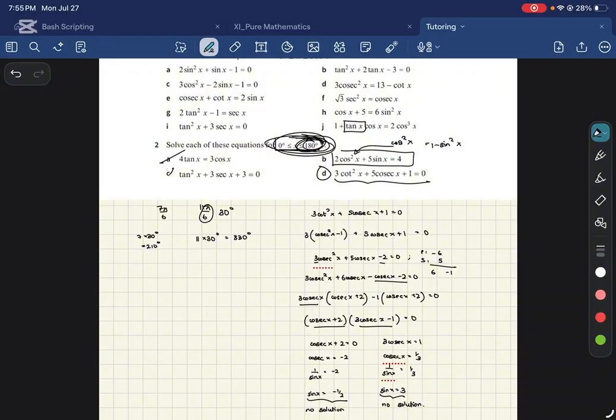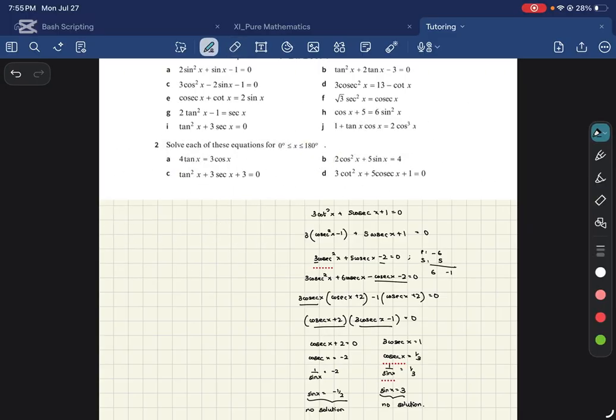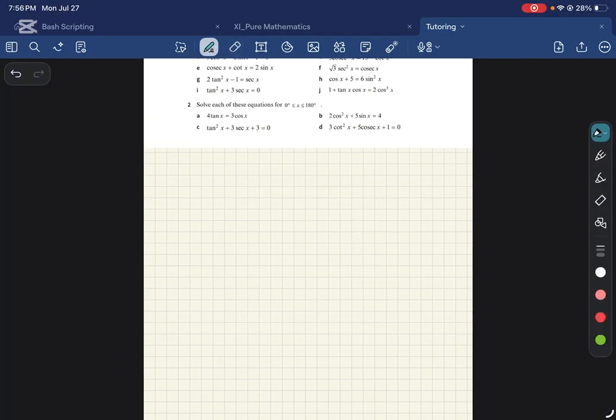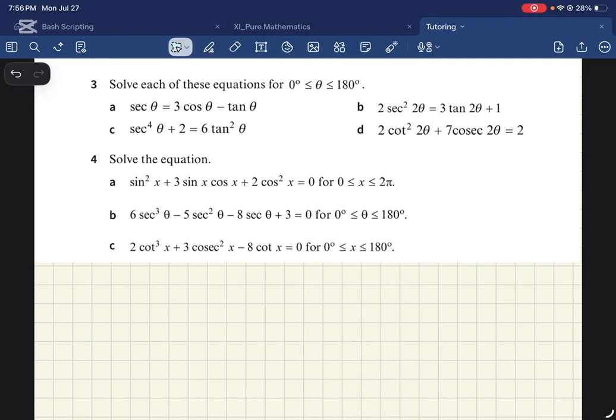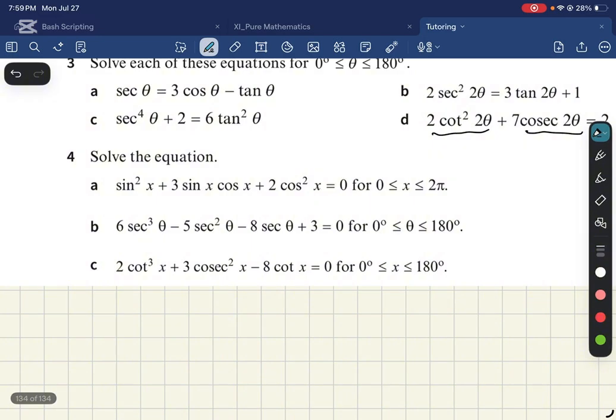If you check your textbook answer, they give you angles, but these angles are bigger than 180. So I've seen that some of the answers here are very inconsistent in the textbook. So please follow your teacher. Yeah. All right. So we have question C and question D. All right, question 3. So let's go through question 3.